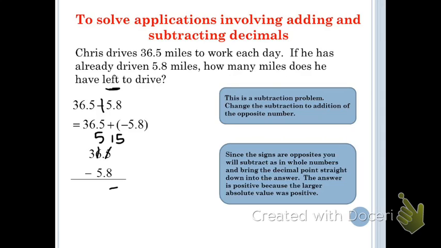15 subtract 8 is 7. My decimal comes straight down. 5 take away 5 is 0. So 30.7 miles are remaining to drive.